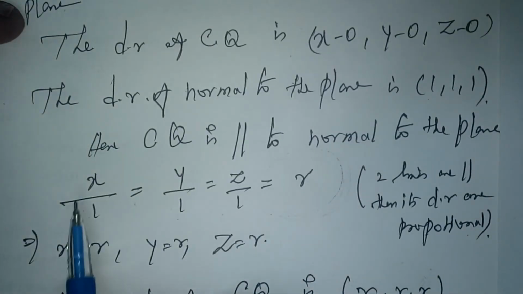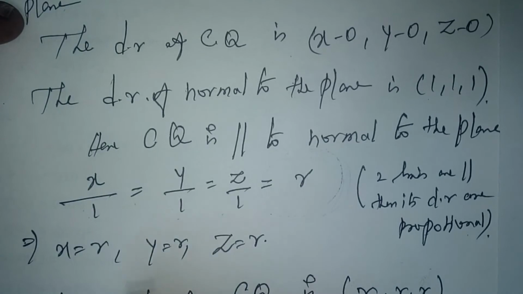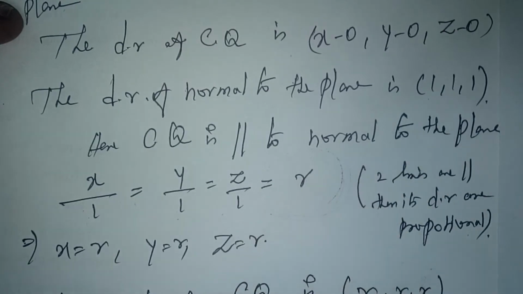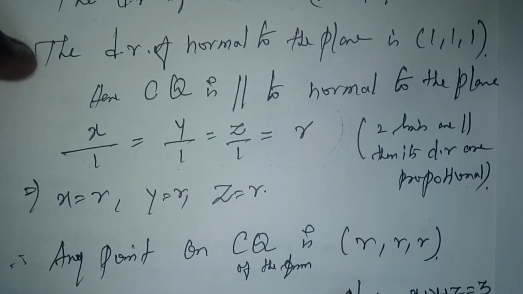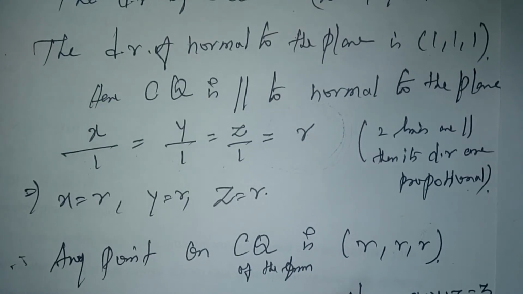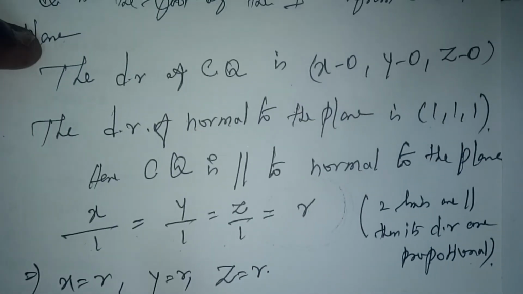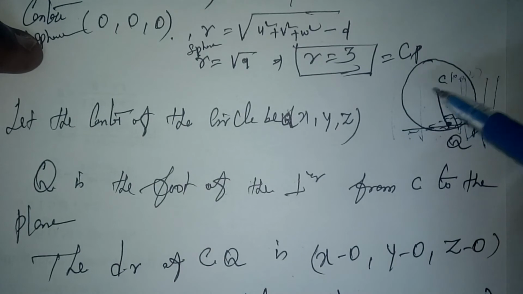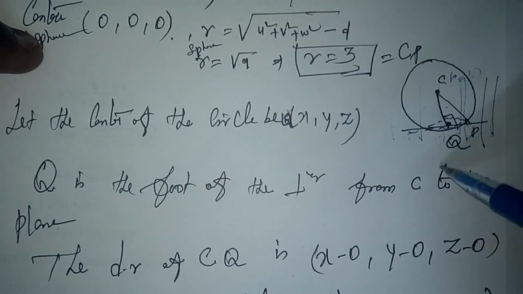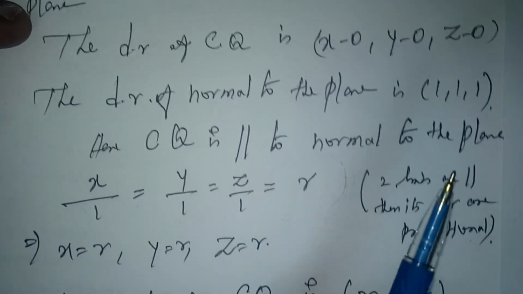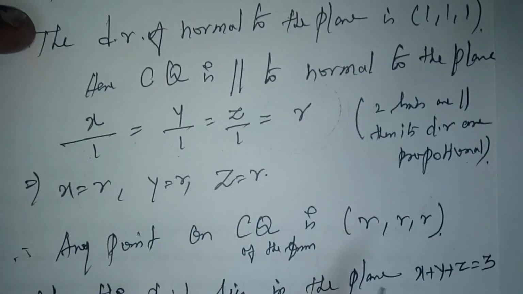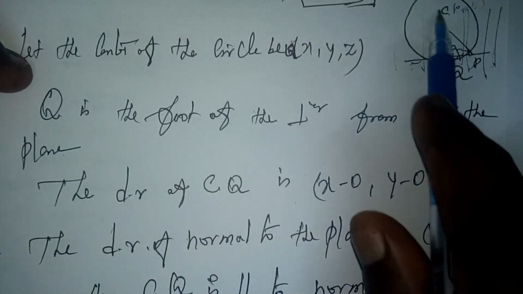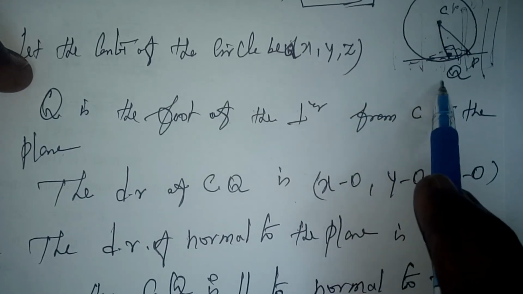From this, x by 1 is equal to r, so I get x equal to r. Y by 1 equal to r, then y equal to r. Z by 1 equal to r, then z equal to r. So any point on the line CQ is of the form r, r, r.